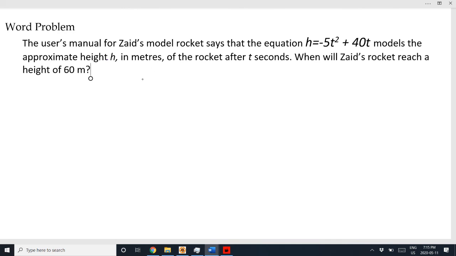Okay, so we have this equation, h is equal to negative 5t squared plus 40t, and this is supposed to model Zaid's rocket flight. Okay, we know it opens downward because a is negative, and we can imagine over time Zaid's rocket is going to fly up and come down like this. So what are the values of t? What is t when h is equal to 60? So this is what the question is asking. Solve for t when h is equal to 60. So let's set this up. We're going to set h to 60.